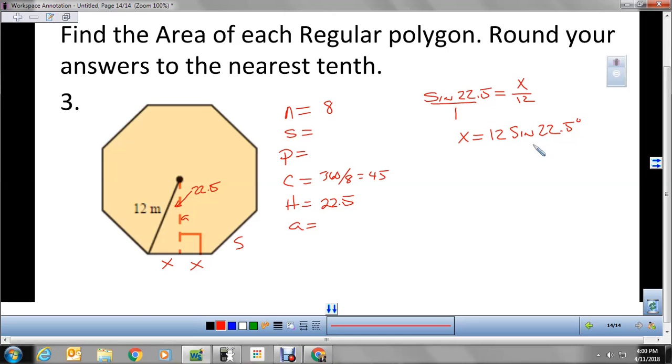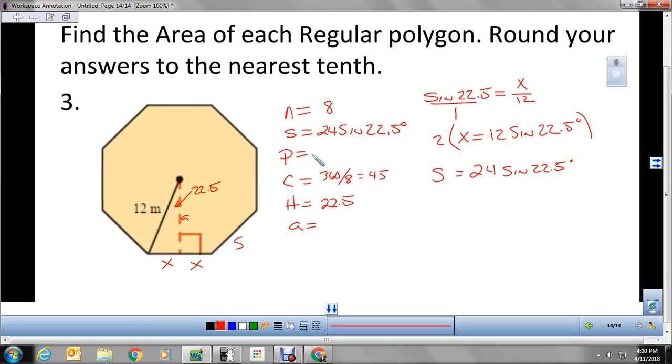So once again, don't calculate this value because we're going to have to multiply this by 2 to find our side length. So 2 times x is 2x, which is equal to 1 side length. So 2 times 12 is 24. So our side length is 24 times the sine of 22.5. Now, plug this in here, 24 sine 22.5.